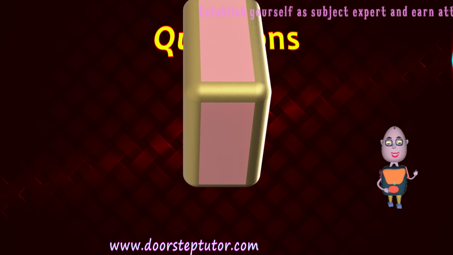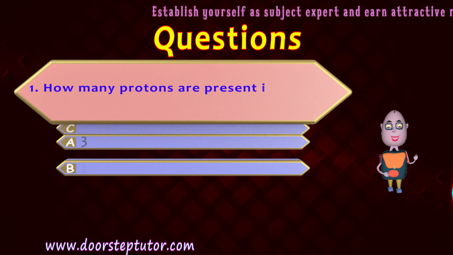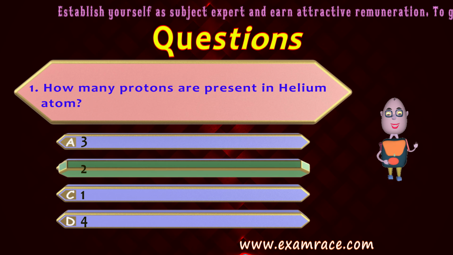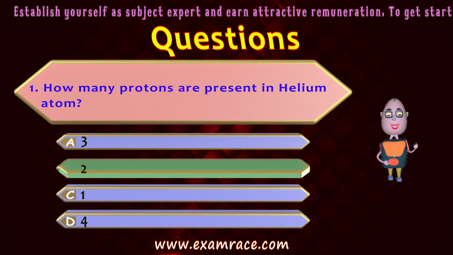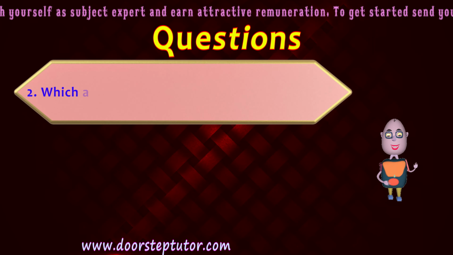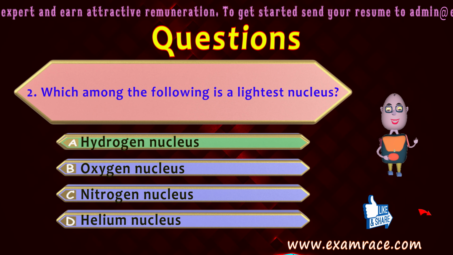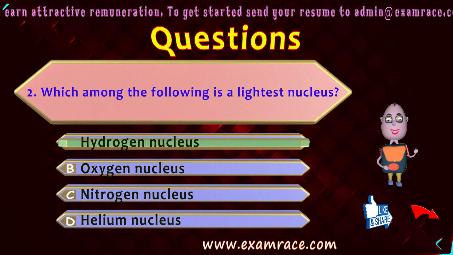Now let's move to objective questions. So the first question is, how many protons are present in a helium atom? The answer is B, 2. The second is, which among the following is the lightest nucleus? So the right answer is A, the hydrogen nucleus is the lightest nucleus.